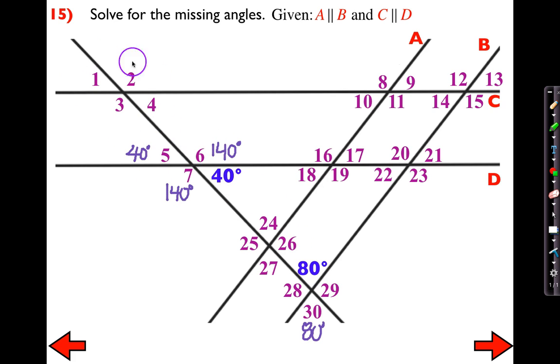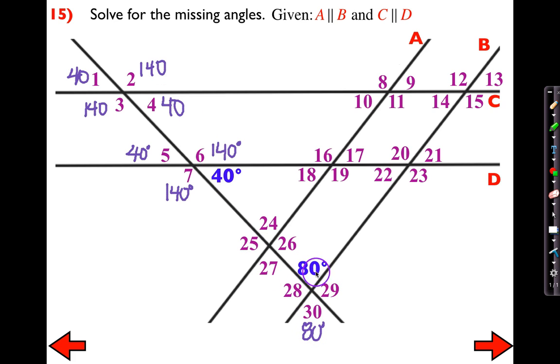Now, real quick before I move on to this one, I know that all of these angles correspond to these as well. So guess what? Angle 1 is 40 because 1 corresponds to 5. 3 corresponds to 7, so this is 140. Now, to keep things simple, you can just say, okay, vertical angles are congruent. This is 40. Vertical angles are congruent. This is 140.